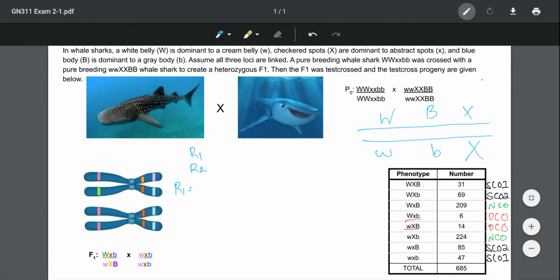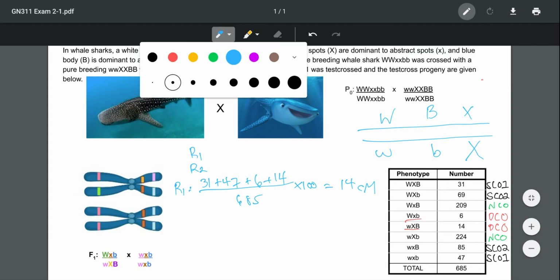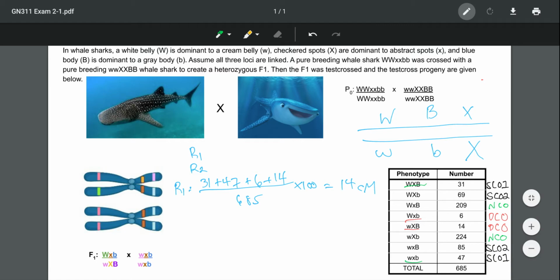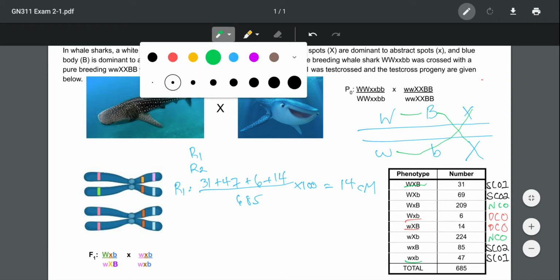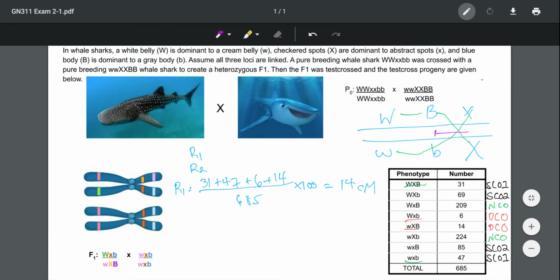And that's going to be our single crossover plus our double crossover event divided by our total number of progeny times 100 comes out to be about 14 centimorgans. So looking at that first single crossover, it's going to go here and then cross over, here and cross over. So that means our distance for R1 is going to be right here, and that's 14 centimorgans.